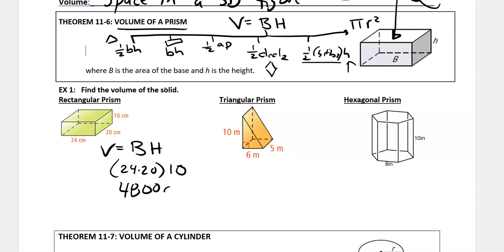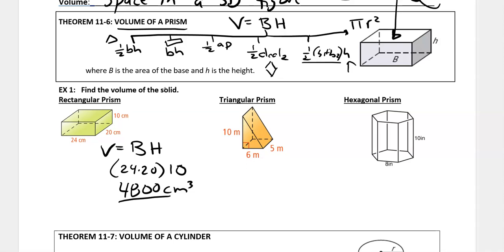4,800 centimeters cubed. It's cubed, because it's how many little 1 by 1 by 1 sugar cubes can go inside. So on your homework, it asks for just the number. You will put 4,800. Don't even put a comma in there. Just put 4800.